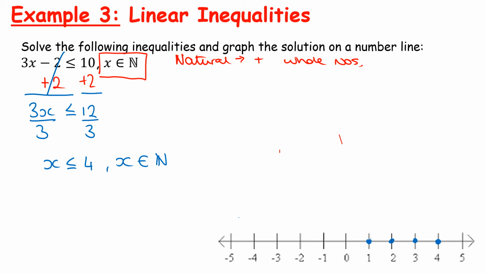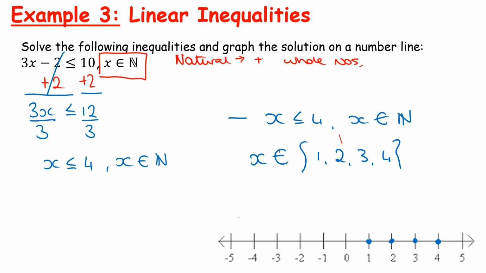If we were asked to give that answer as a set, we would say x is an element of {1, 2, 3, 4}. So that's the second way, or it could be x less than or equal to 4, where x is an element of N. So there are 2 different ways of displaying the same information. So if they actually wanted it as a set, we have that second method, but it's much more common to ask for it on a number line.